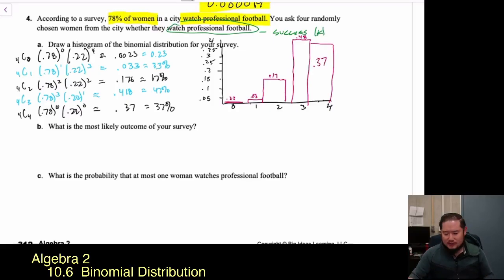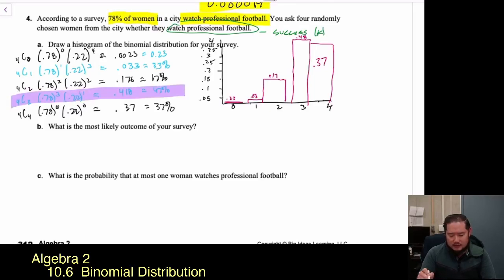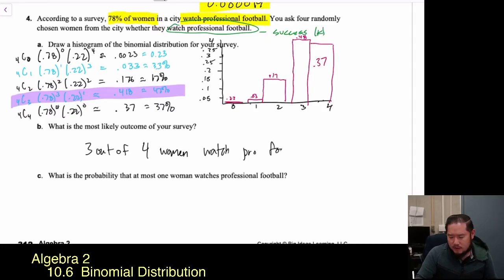All right, moving along, trying to finish things out as quickly as possible. We're almost there. What is the most likely outcome of the survey? If we look at all the probabilities we just came up with, hopefully we realize that this one looks like the most likely outcome. What does that mean? It means 3 out of 4 women watch pro football. That is the most likely outcome here.